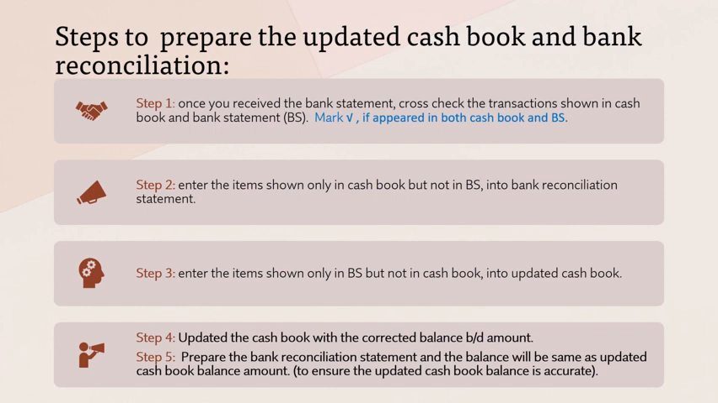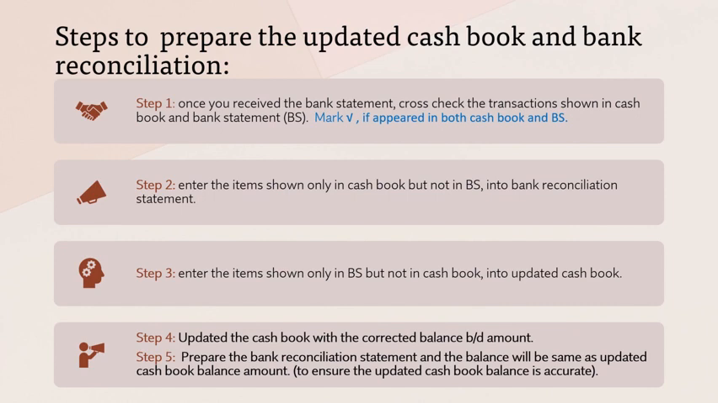So step 2, enter the item shown only in the cash book but not in the bank statement into the bank reconciliation statement. Okay, step 3, enter the item shown only in the bank statement but not in the cash book into the updated cash book account. So then I can compare two of them. Bank reconciliation is to double confirm whether my updated cash book is correct or not.